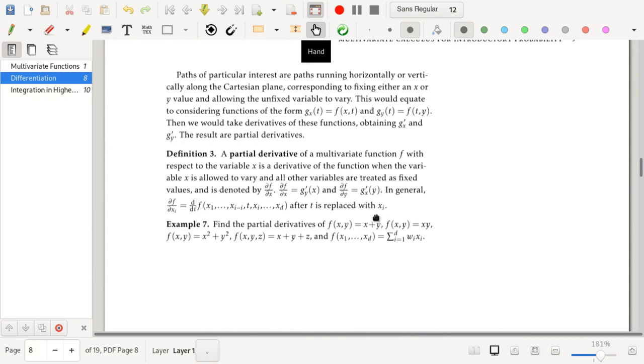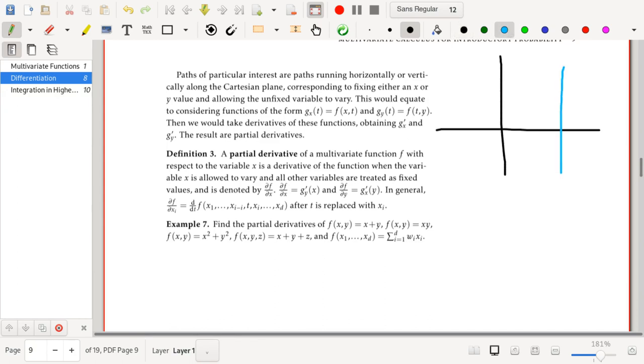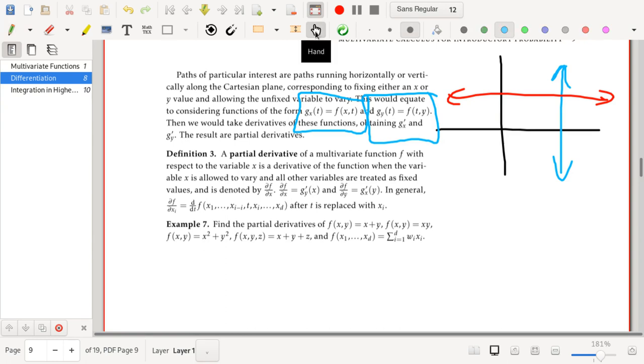So that's pathwise derivatives in general, but there are paths that are of particular interest, and those paths are the paths that run horizontally or vertically along the Cartesian plane. So in other words, we care specifically about paths that look like this or look like this. These paths correspond to either a fixed x or a fixed y, and the unfixed variable is allowed to vary. So we are considering functions of this form: gx(t) is f(x,t) and gy(t) is f(t,y). And we're going to take derivatives of these functions and obtain g prime of x and g prime of y.